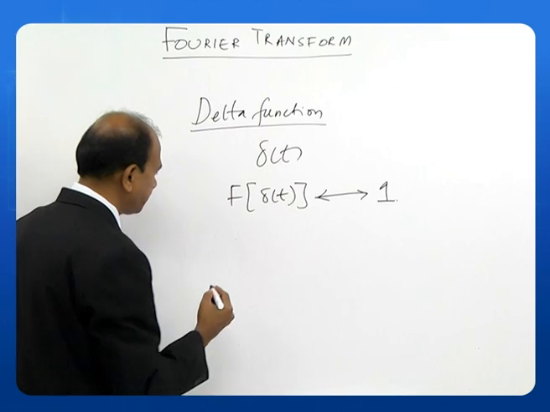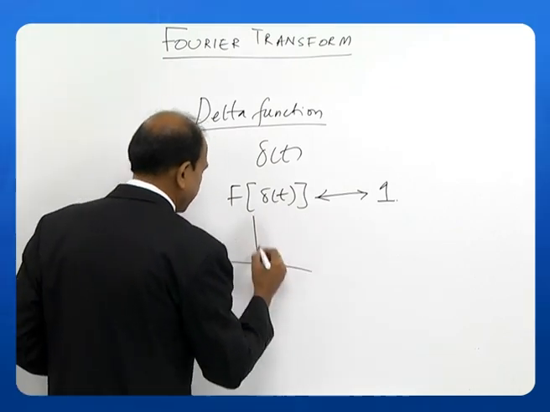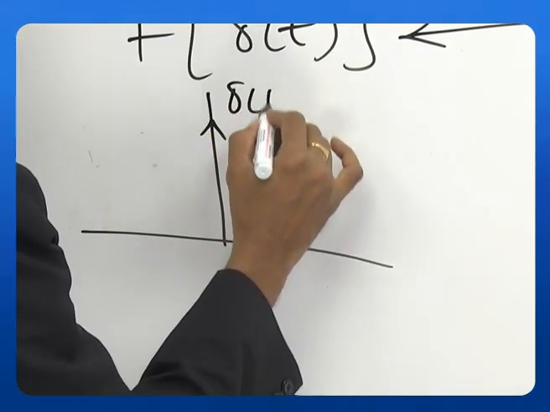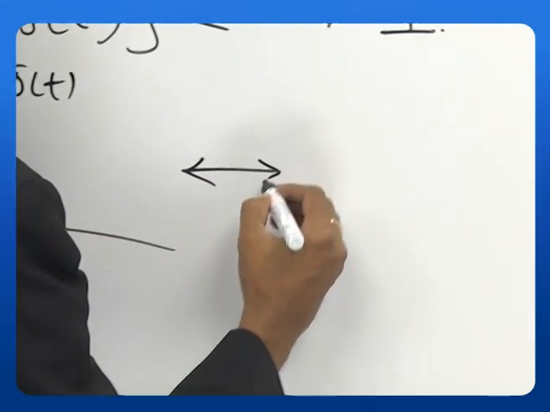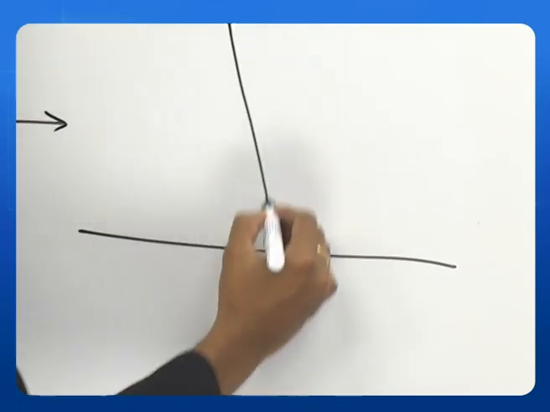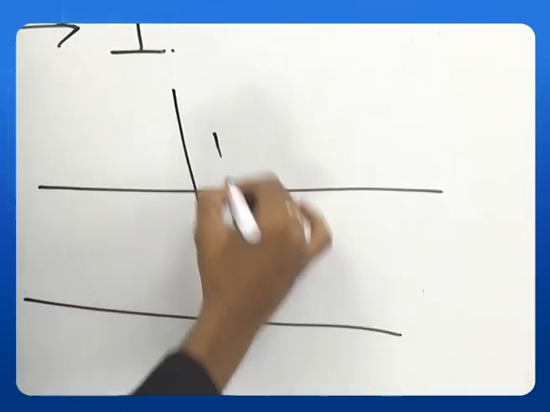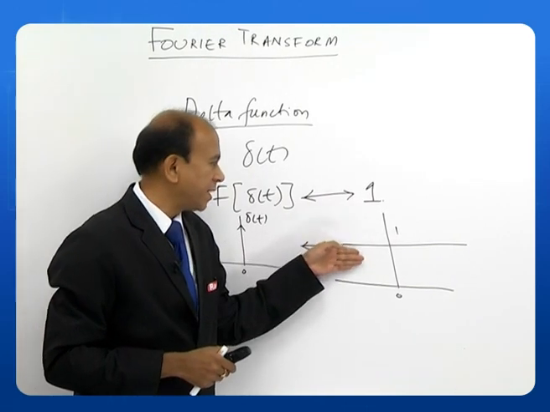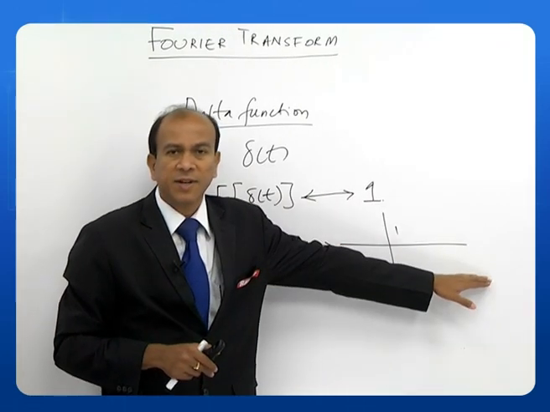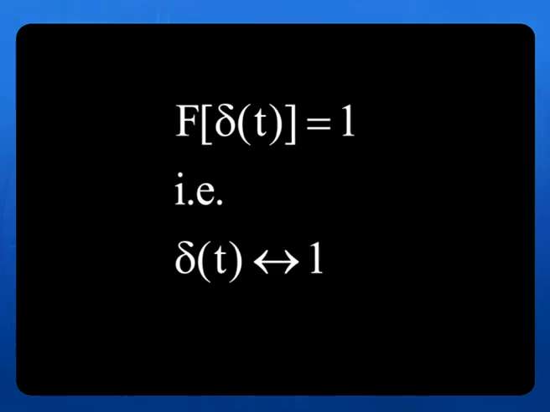That means I have a Fourier transform, this is my delta of t. This will have a Fourier transform whose value is 1, and you see this is extending from minus infinity to plus infinity. So, this is the Fourier transform of a delta function.